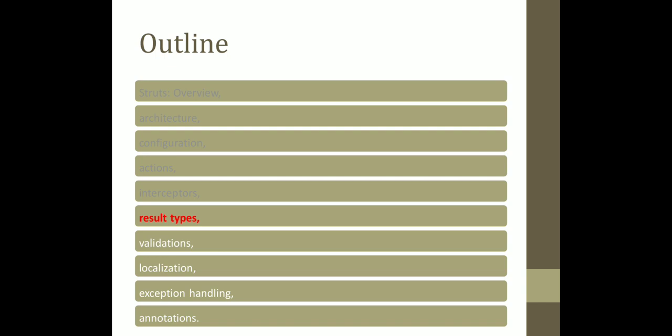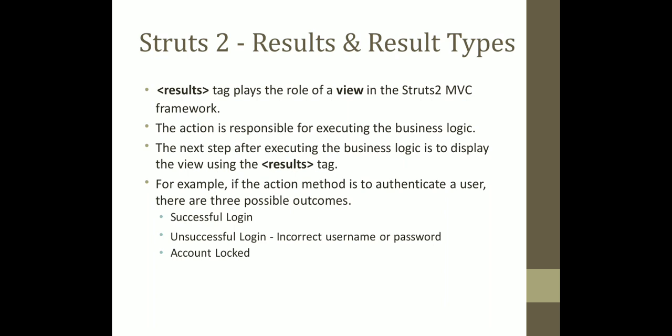Next come the result types. Result and result types are basically an important part of the Struts 2 framework. The result tag plays the role of the view in the Struts 2 MVC framework. The action is responsible for executing the business logic. The next step, after executing the business logic, is to display the view using the result tag. So the result tag will be used for displaying the view.